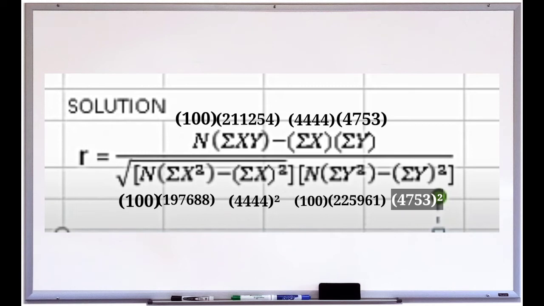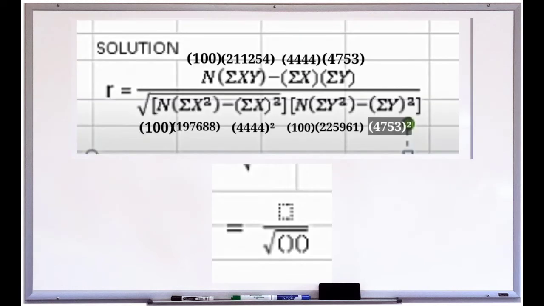The numerator is N times the summation of XY minus the summation of X times the summation of Y. As for the denominator, it is N times the summation of X squared minus the summation of X to the second power, times N times the summation of Y squared minus the summation of Y to the second power. As you can see, I already wrote the corresponding result of each equation. So let's solve it.